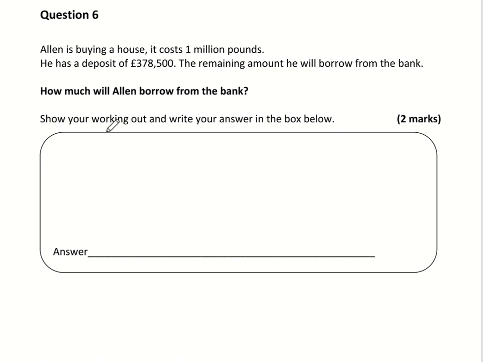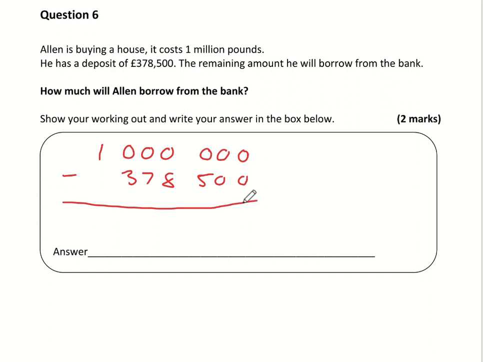Okay, so the house costs $1 million. So remember that $1 million is 1 with 6 zeros, and the deposit is 378500. Make sure you line the numbers up correctly, and they should be lined up from the right. Okay, so 0 minus 0 is 0, 0 minus 0 is still 0. Now we can't do 0 minus 5, so I need to borrow from the next column, but that's a 0, that's a 0, that's a 0, so I'm going to have to borrow from here.